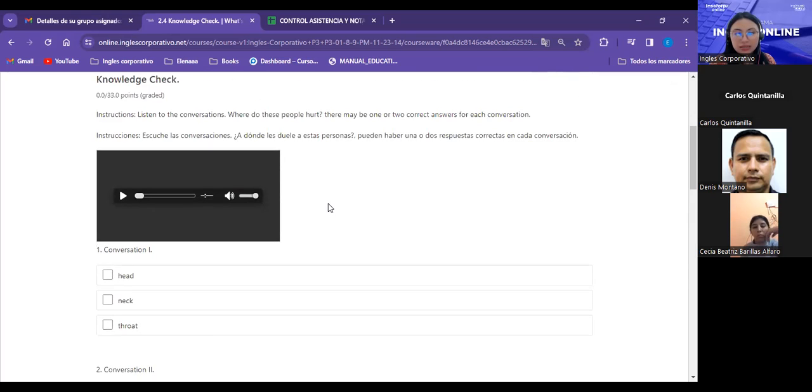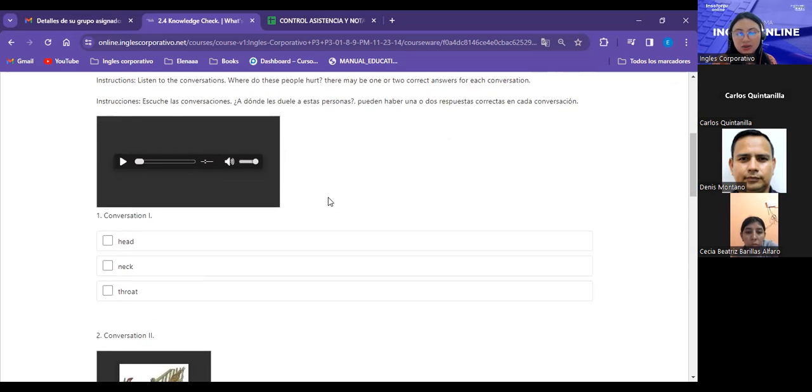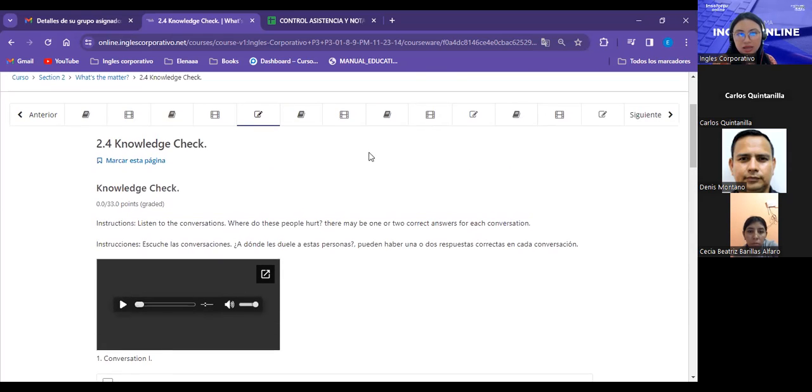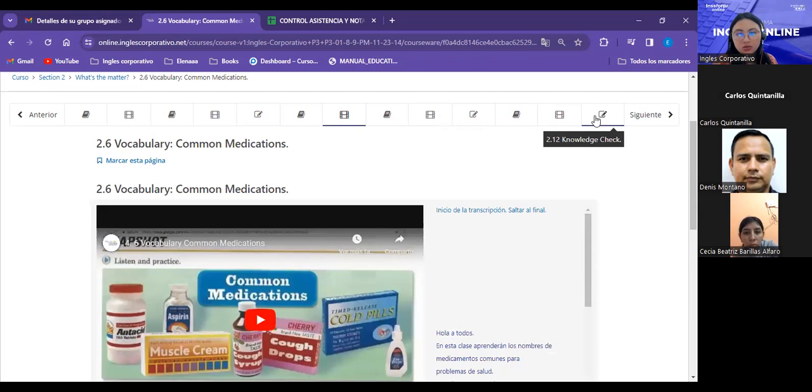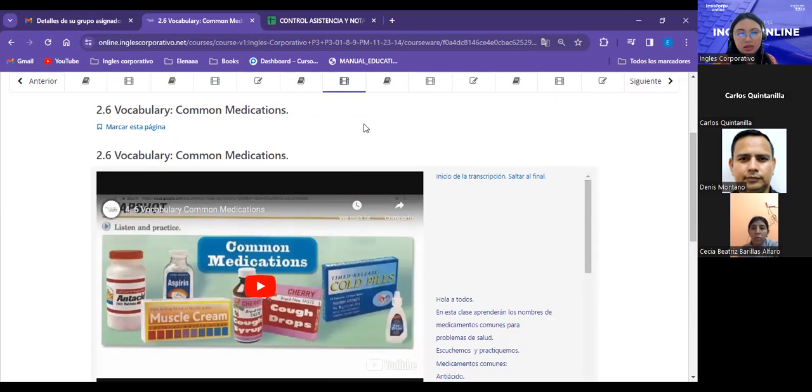Pues sí, la importancia es identificar dónde le duele y relacionar con la parte del cuerpo. For example, if I say headache, si yo digo headache, obviously we are going to be referring to our head. Sore throat, I am referring to the throat, and that's it. Ese es el primer ejercicio que les motivo que hagan. Esta parte hasta la sección, bueno, ejercicio 2.2 la vamos a estar desarrollando en la clase 2 de la sección 2, que sería el día viernes, on Friday.